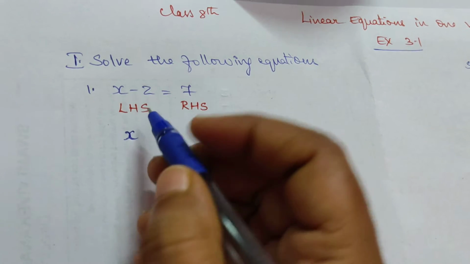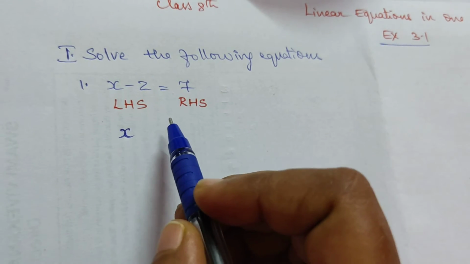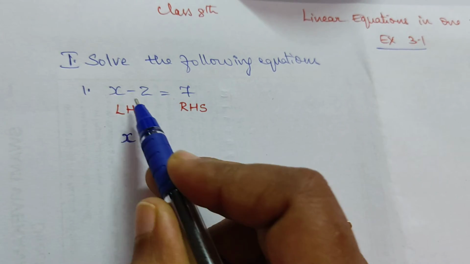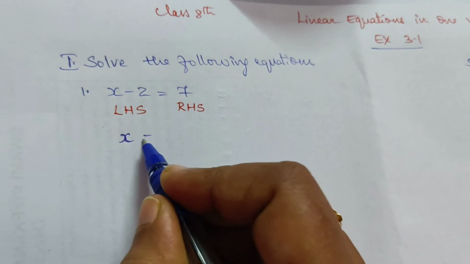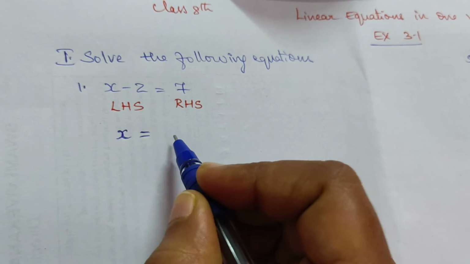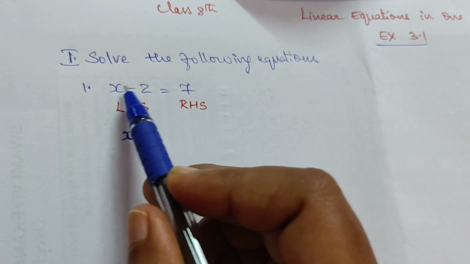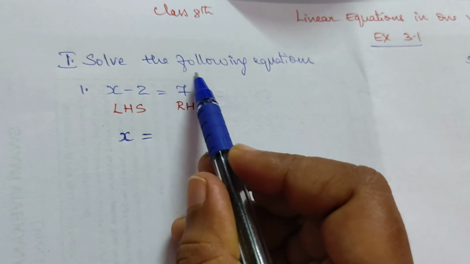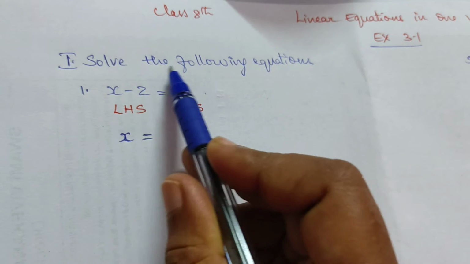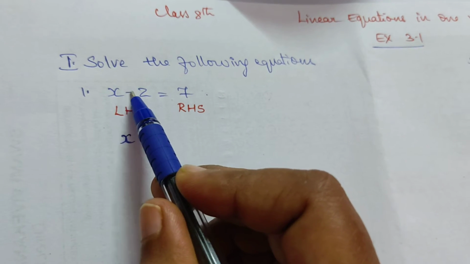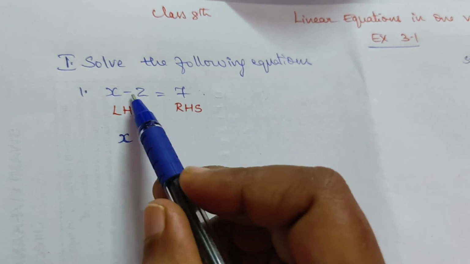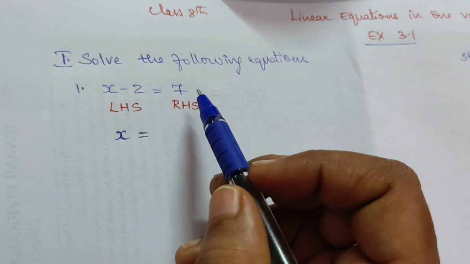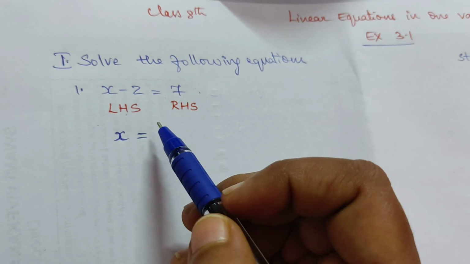X is a variable. In order to solve the equation in a very simple way, you need to keep the x and find the value of x. So what is next to x? Next to x is minus 2. So we will shift minus 2 to the other side. This is called transposing. Shifting this number from left hand side to right hand side is called transposing. Even if you shift from right hand side to left hand side, it is called transposing.